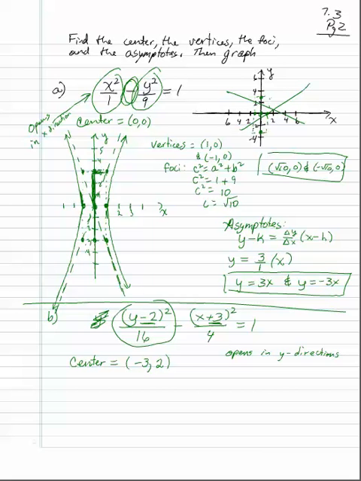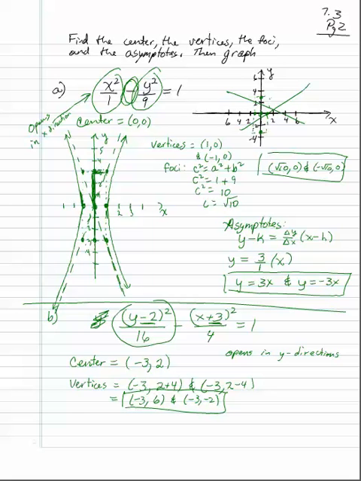So all our stuff for the vertices and foci, we're going to add to the y coordinate. So a is 4, so I'm going to add 4, subtract 4 to the y coordinate. So it's (negative 3, 2 plus 4) and (negative 3, 2 minus 4). So that's going to get me (negative 3, 6) and (negative 3, negative 2). Okay, so that's my vertices.